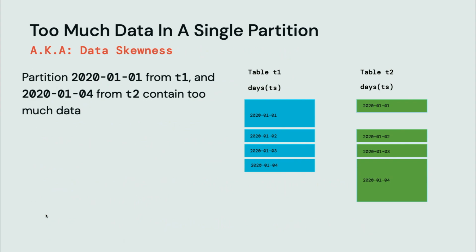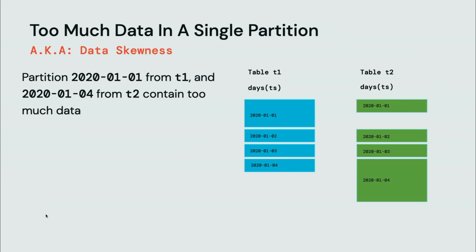And the last case is, what if I have too much data in a single partition? What if I have data skewness? This happens quite often, and it is one of the main reasons why join becomes really slow, because if you have data skewness, then you need to sort, and you need to spill to disk, and it basically drags down the entire query time.